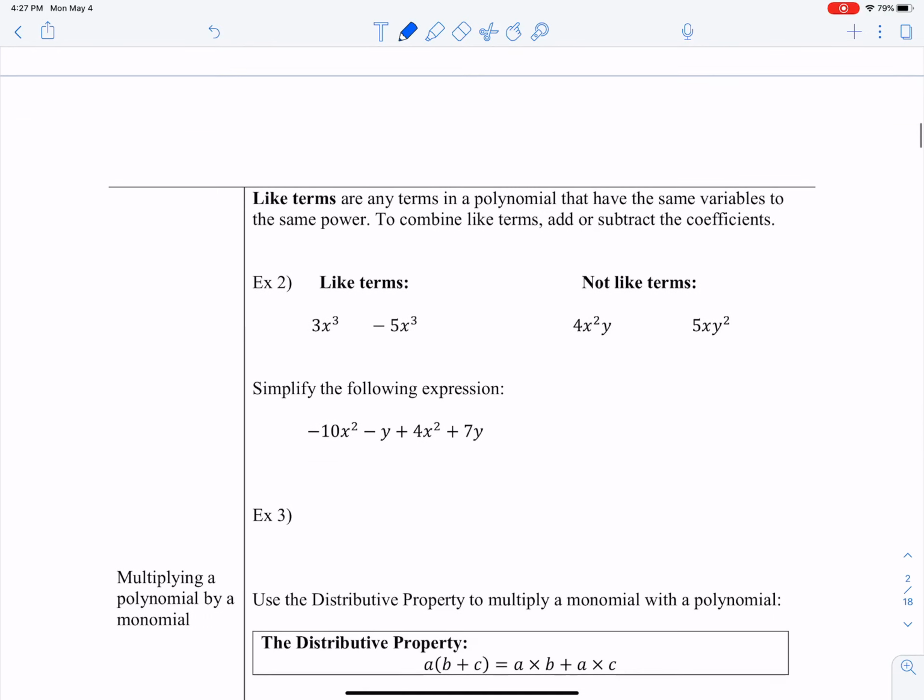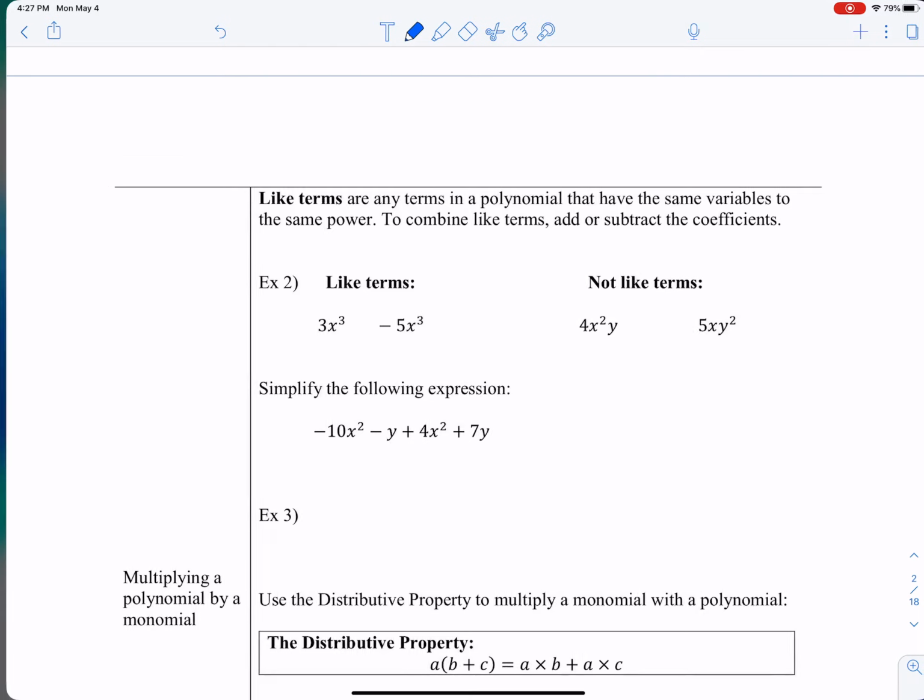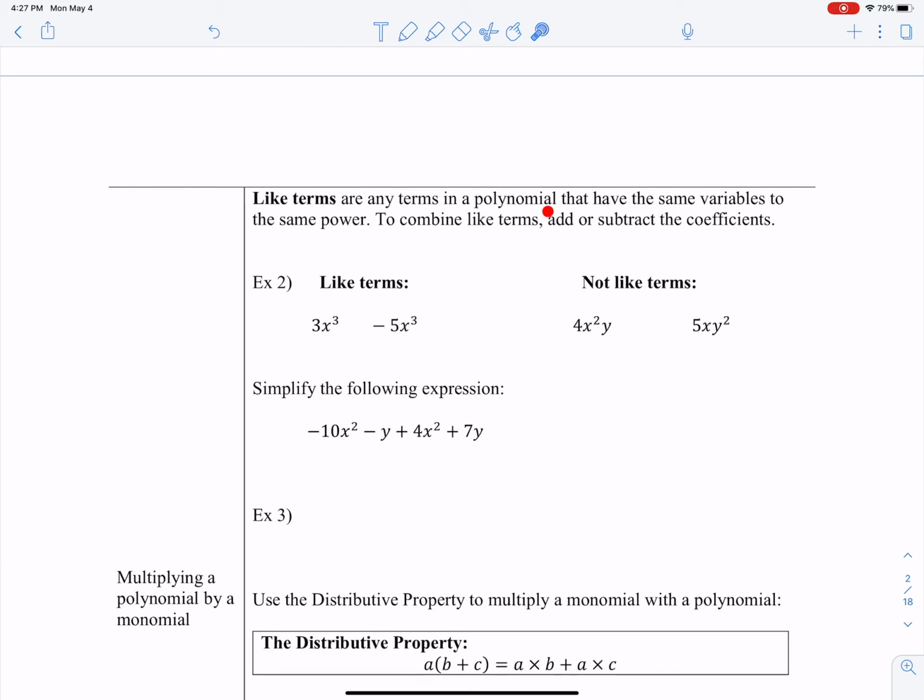The next thing is like terms. So like terms are any terms in a polynomial that have the same variables to the same power. To combine like terms, we add or subtract their coefficients. So for something to be like term, it has to have the exact same power on the bases. So here, x to the 3, x to the 3. So the letters have to have the same exponent. So these are like terms.